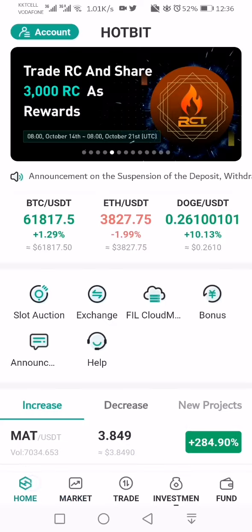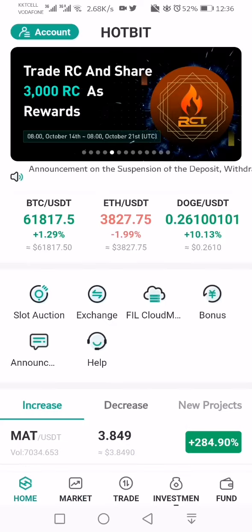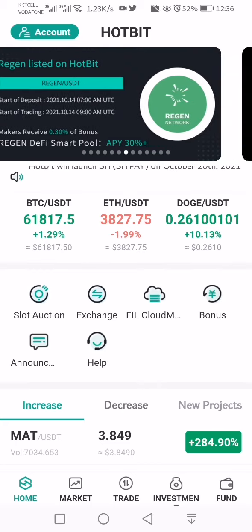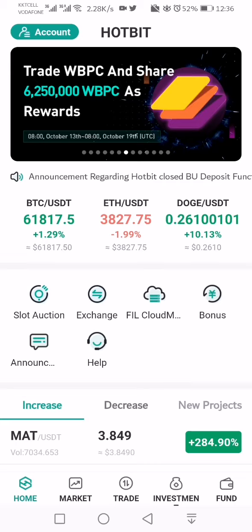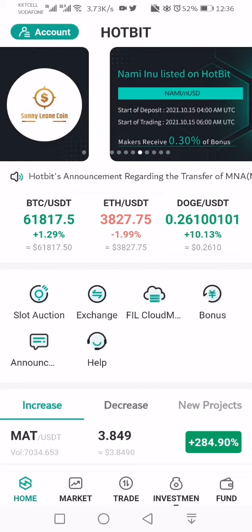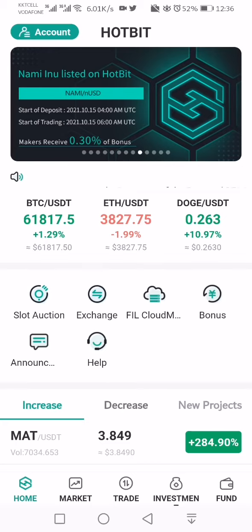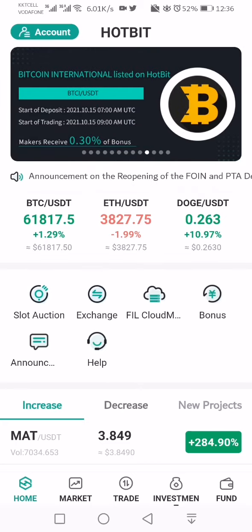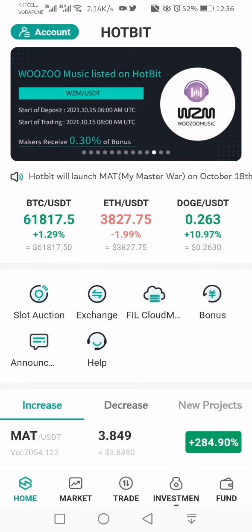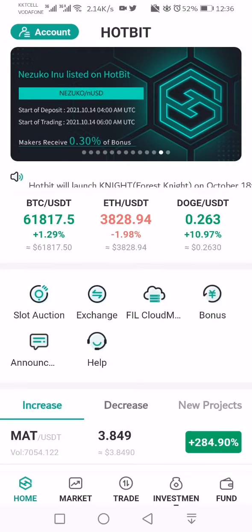Let's talk about another exchange. I shared videos related to Binance. Binance was basically the application. These are the exchanges where you can buy and sell cryptocurrencies. Today, I am sharing another exchange which is known as Hotbit.